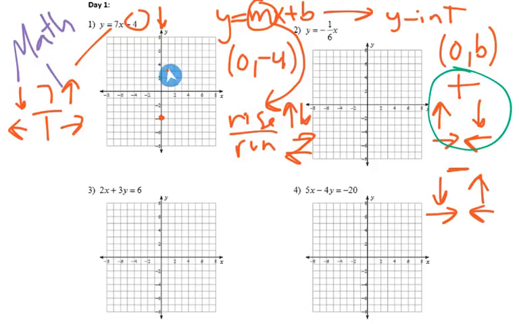And then we could keep doing it. 1, 2, 3, 4, 5, 6, 7, to the right 1, somewhere up there. Then we draw our line, connecting the dots, and that's what we wanted.